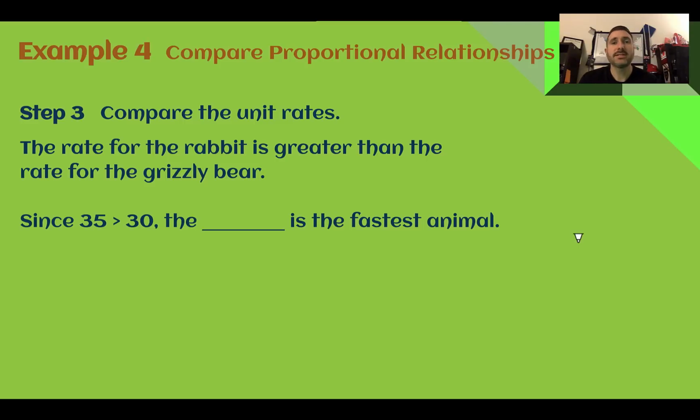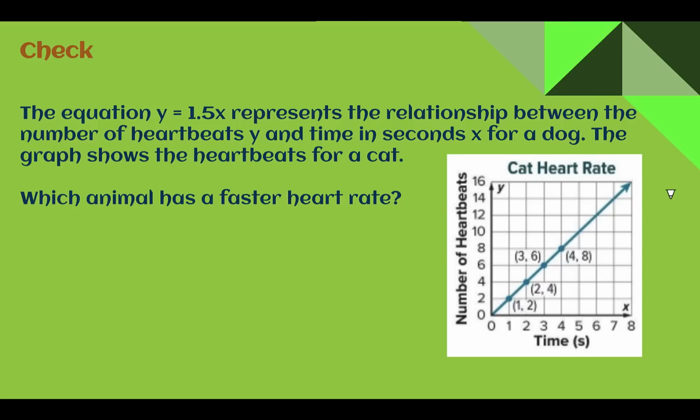Now, last, let's compare the unit rates because we want to figure out which is going faster. So we found that 35 was our speed or rate for the rabbit, while 30 was for the grizzly bear. Since 35 is greater than 30, the rabbit is the faster animal. Check your understanding, read through the situation, and determine which animal has a faster heart rate. Pause the video now and complete the check.